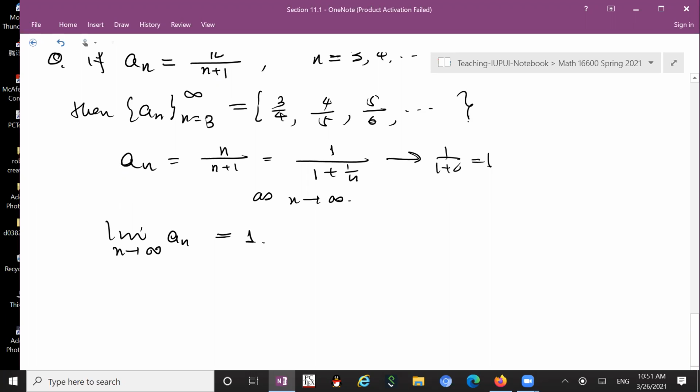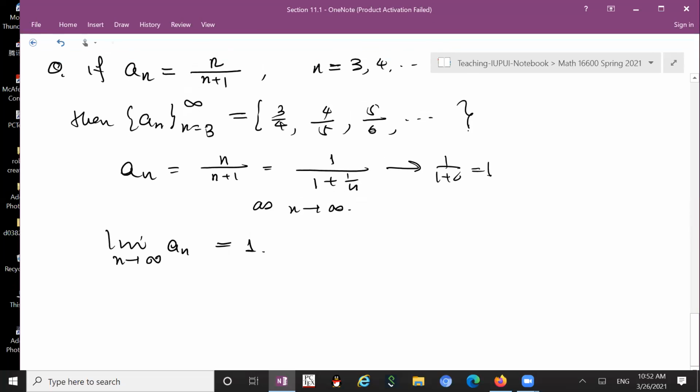We have infinitely many terms, but the numbers in this sequence approach 1. We needed to know the behavior of this sequence near infinity. We cannot write down all the terms, but at least we want to tell something about what happens in the future.